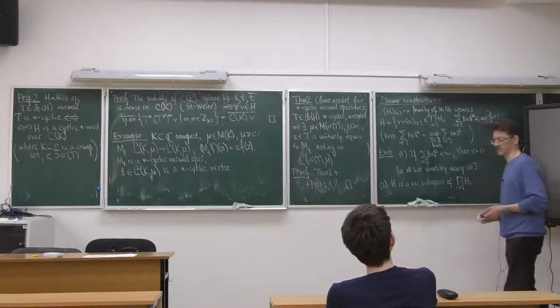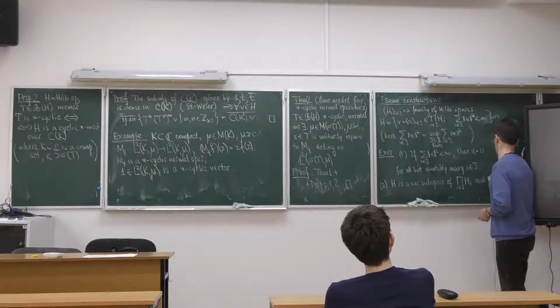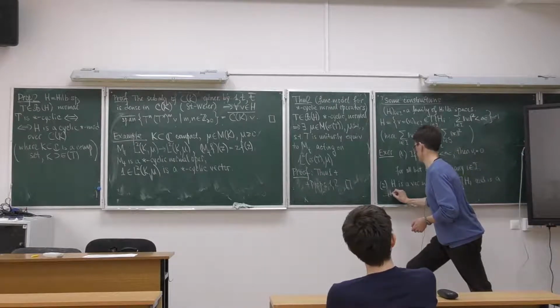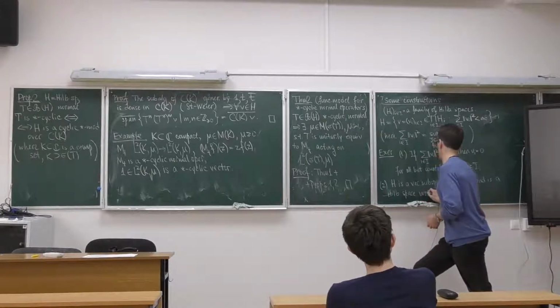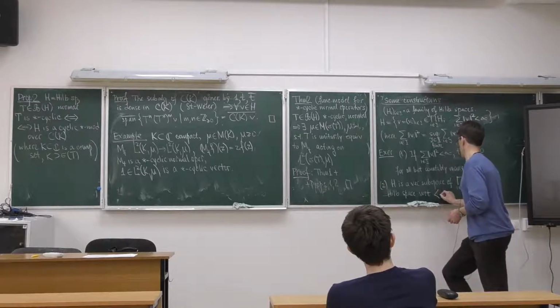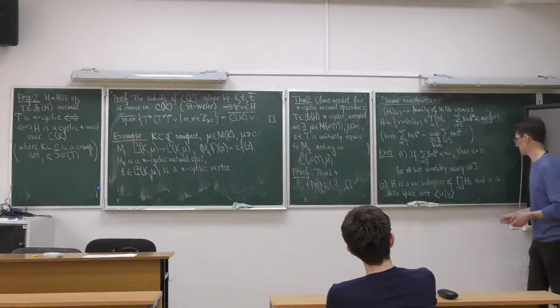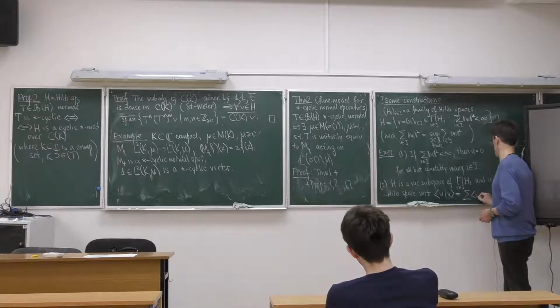And moreover, it has a canonical structure of a Hilbert space, which is a Hilbert space with respect to the following inner product. If U and V are two elements of H, which are square-summable families in the product, then we define the inner product to be the sum of the inner products of the components.